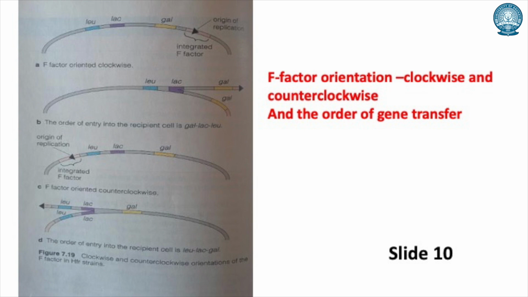Now you see part C of the figure. If the F vector in the HFR chromosome is integrated in a counterclockwise direction, that is, the arrowhead is pointing towards the left, then your gene transfer will be in the order LEU, LAC and GAL. So you can see here that the orientation of the F vector determines the order of gene transfer.